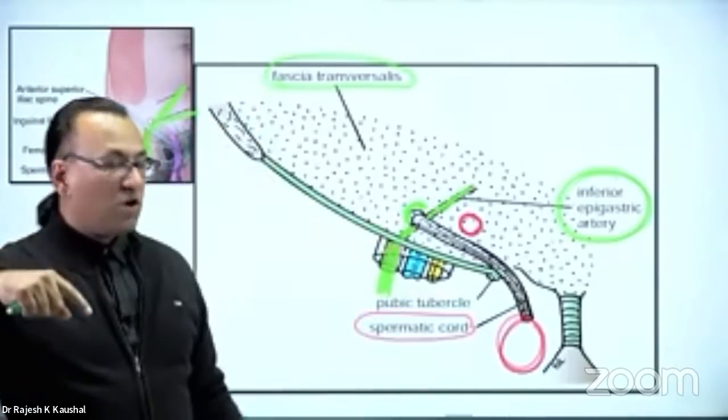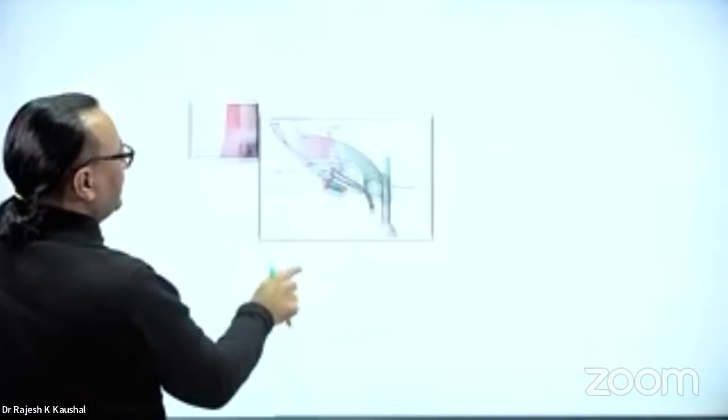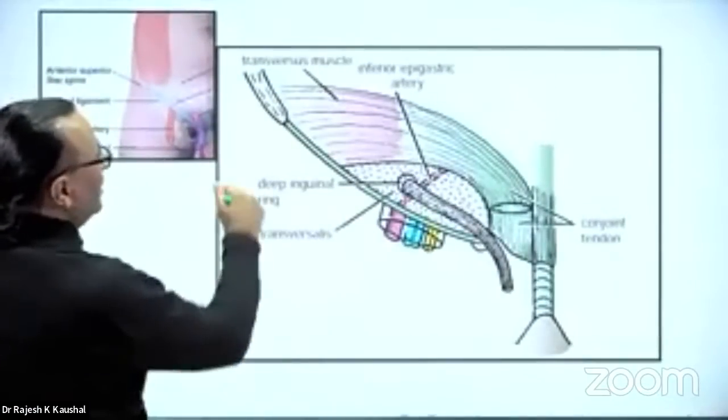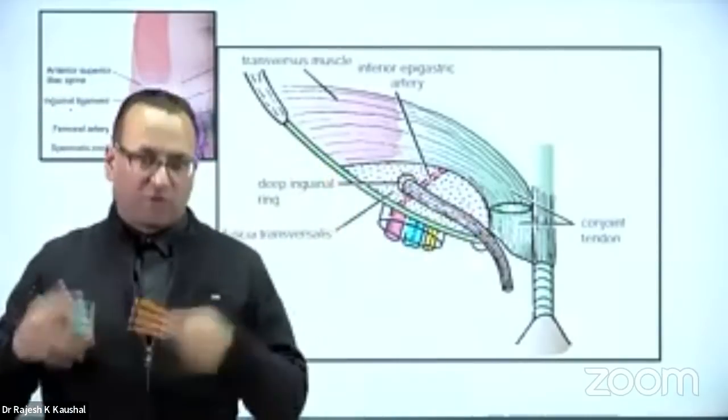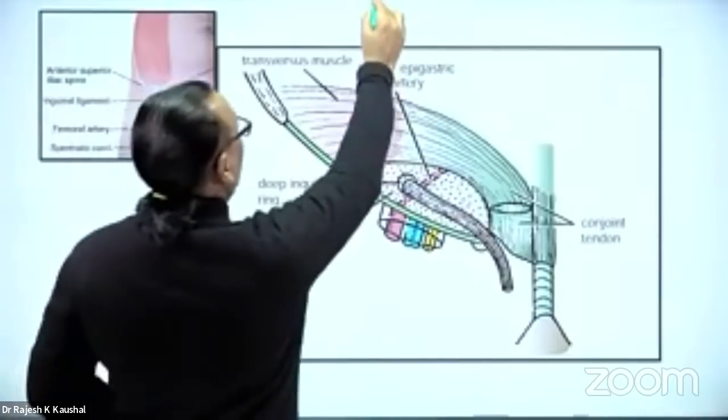Let me take you to the next muscle. So which will be the next muscle? If this is the transversalis fascia, we'll have the transversus abdominis muscle. And somehow you have to remember one thing clearly here.